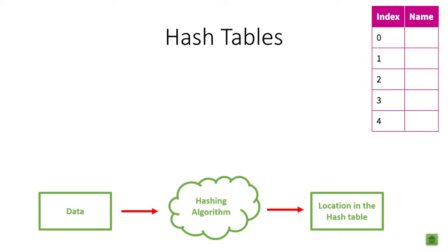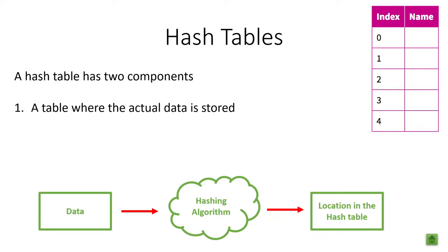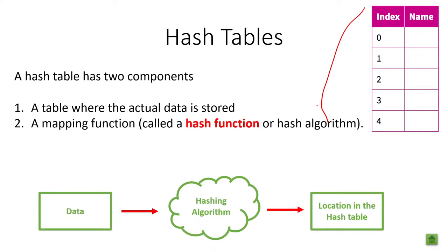Next, one of the last ones we're going to look at is a hash table. It has two components. One, the actual table itself. And then finally, the mapping function, or the hash function, sometimes called the hash algorithm. The point of this is you take data in, let's take my name, Jonathan. That's my full name. The hashing algorithm, let's just say it gives us the length.